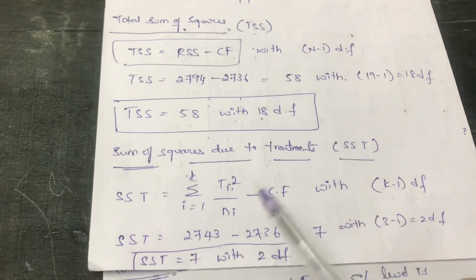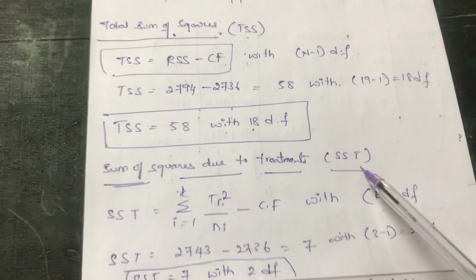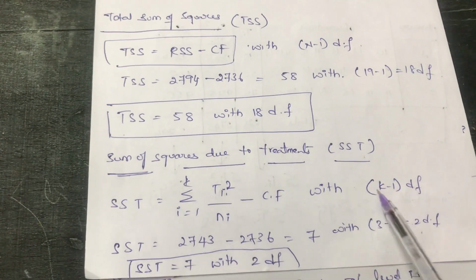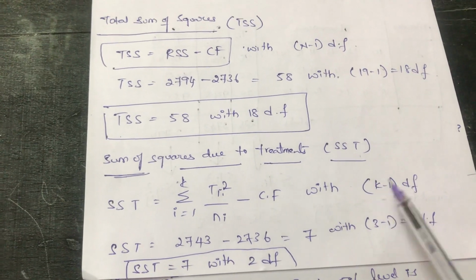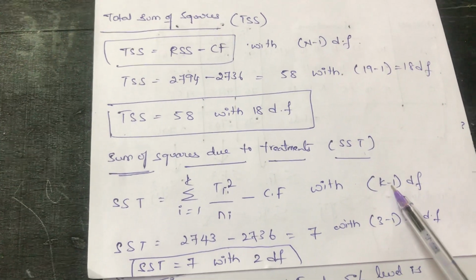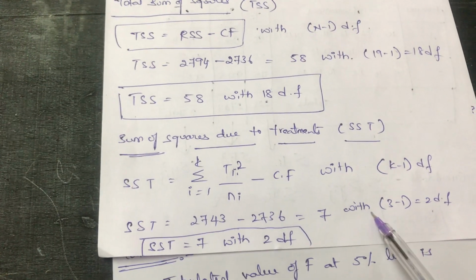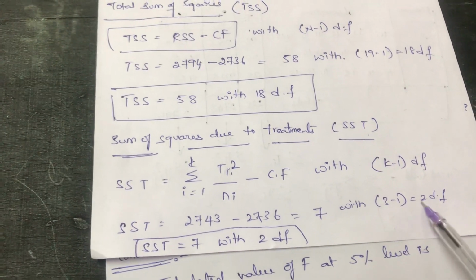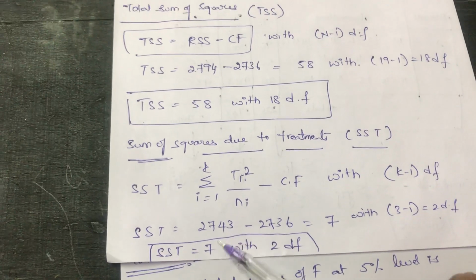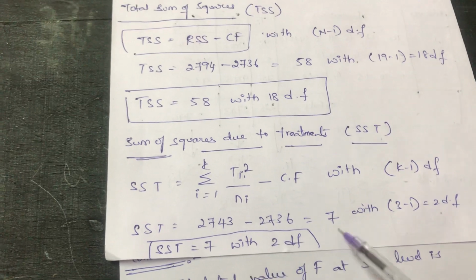After that we have to calculate the sum of squares due to treatments, SST. Symbolically we represent it as SST. The SST formula is given here, with K minus 1 degrees of freedom. How many treatments are there? 3 treatments are there, A, B and C. So K minus 1 degrees of freedom. So SST is equal to the values we have just calculated, that is 3 minus 1 is equal to 2 degrees of freedom. SST is equal to 7 with 2 degrees of freedom.